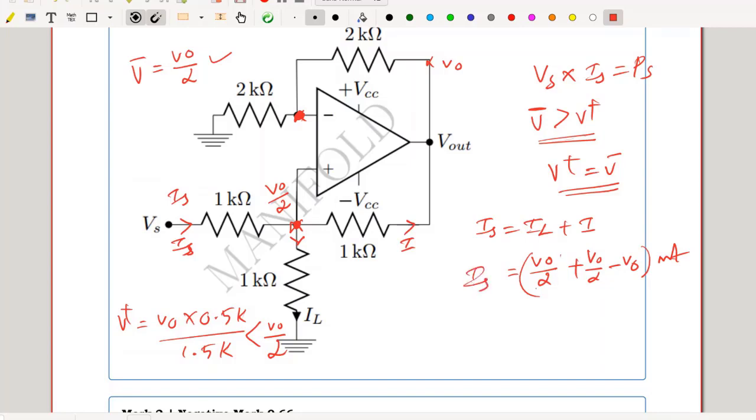Here V out by 2 and minus V out by 2 will get cancelled, which implies Is will be equal to 0. Hence the power supplied by the source, with Is equal to 0 amperes, will be 0. Power supplied will be 0 watts.